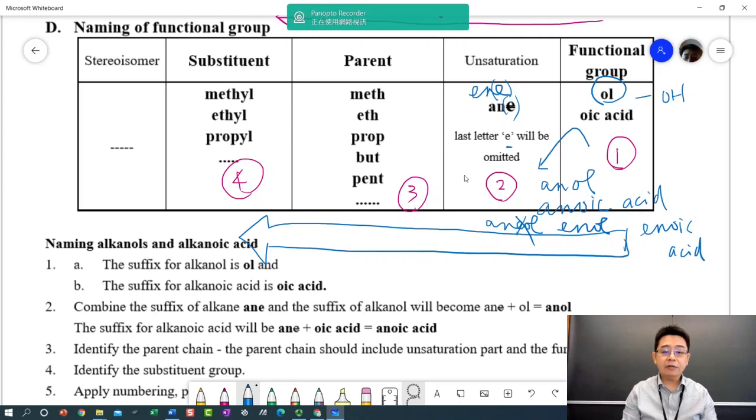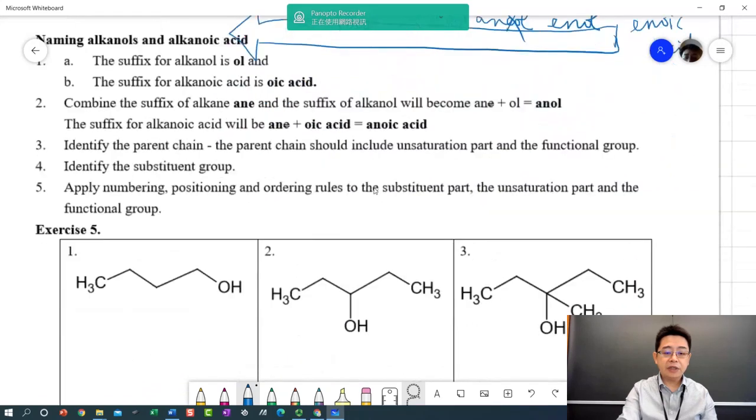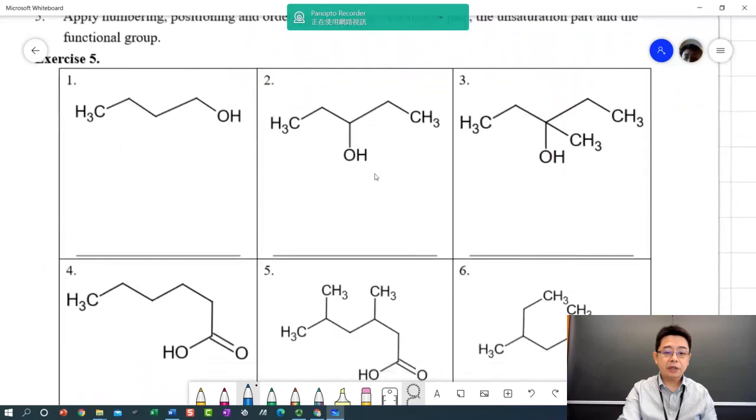Then the rest will follow the parent chain, the longest continuous chain. Use the prefix according to the number of carbons in the parent chain, and then we identify the side chain, the substituent, and then we can complete the name. Let's see the answer for the 6th example here.